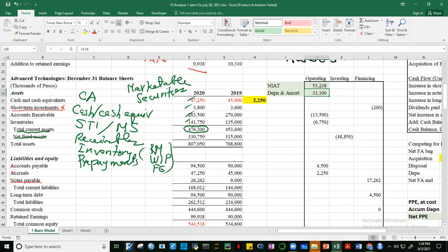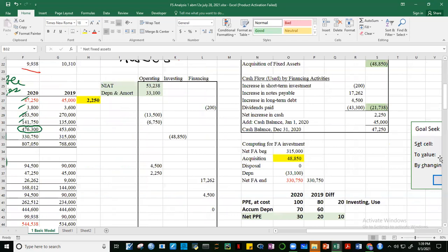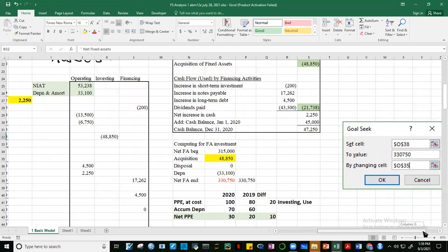Tapos we go through the balance sheet. Tapos you have to identify kung operating yan, investing, financing. Short-term investments, financing yun. Okay, notes payable or other long-term bonds, in financing. Investing, guys, is property, plant, and equipment. Ngayon, may natutunan tayo, guys. Pag net fixed assets, we have to compute for the acquisition. Okay? And we can use goal seek for that, no?